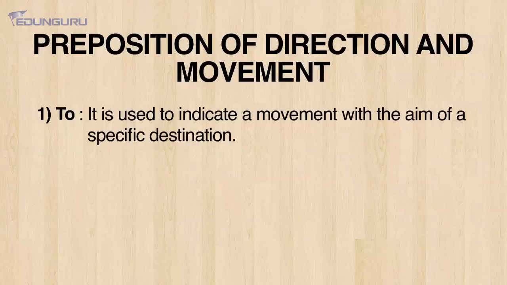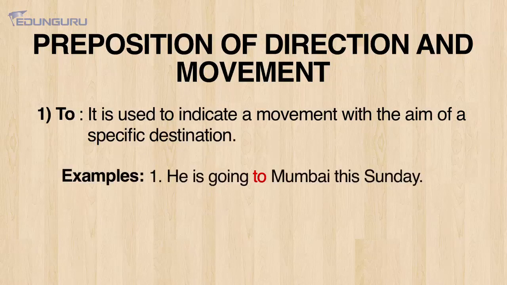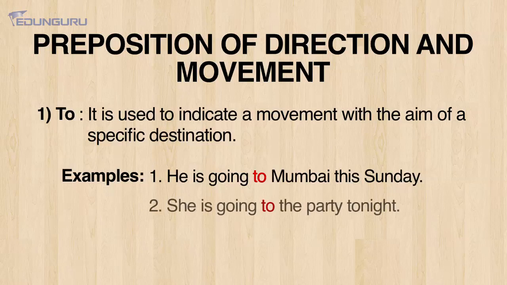Now we shall talk about and learn prepositions of direction and movement. The first one is to or towards. Now use to indicate movement with the aim of a specific destination, can be a place or an event. For example, he is going to Mumbai this Sunday. She is going to the party tonight.